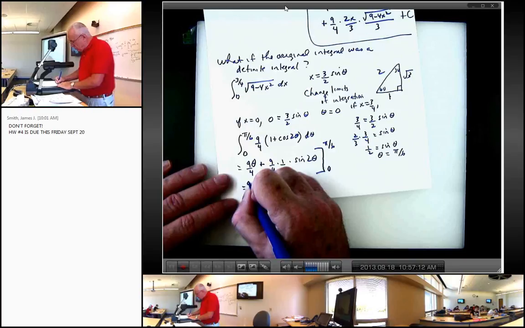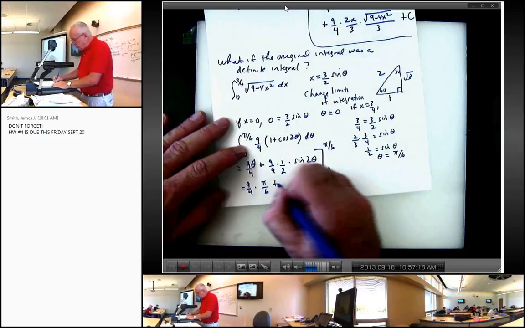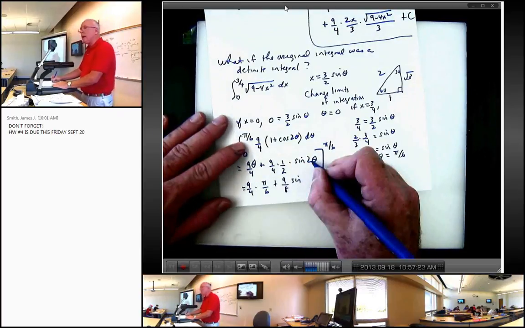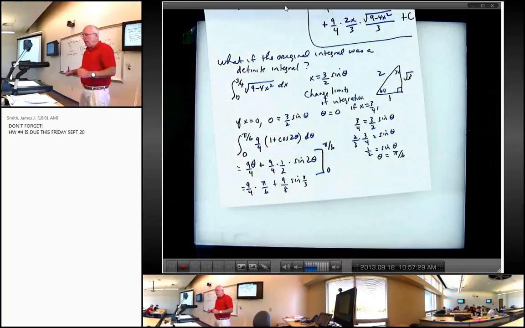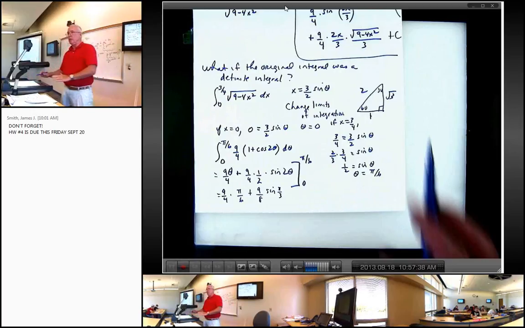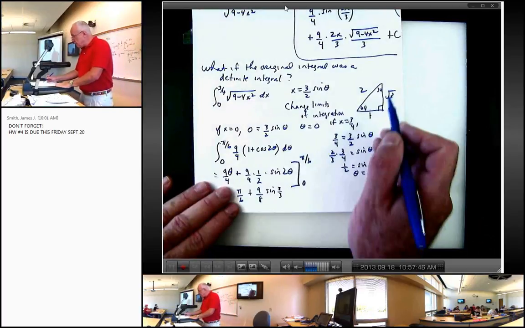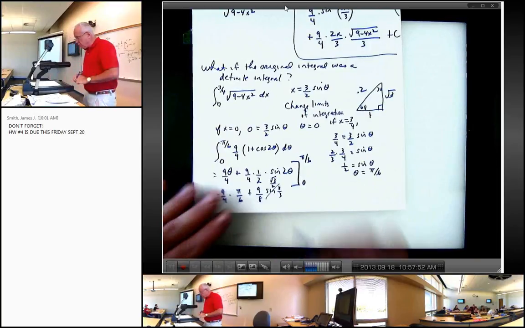So then I just fill in my results. I have 9/4 times my top limit, pi over 6, plus 9/8 times the sine of 2 times pi over 6, which is pi over 3, right? And that pi over 3 is 60 degrees. So the sine of 60 degrees from our picture here is the square root of 3 over 2, right? 60 degrees here. The sine is square root of 3 over 2. So this here can be replaced by the square root of 3 over 2.